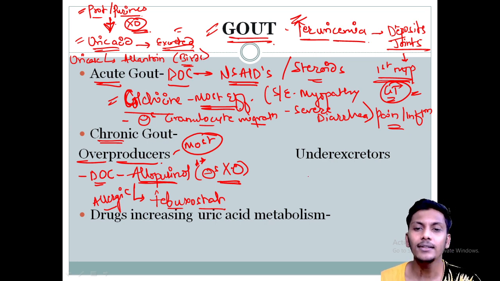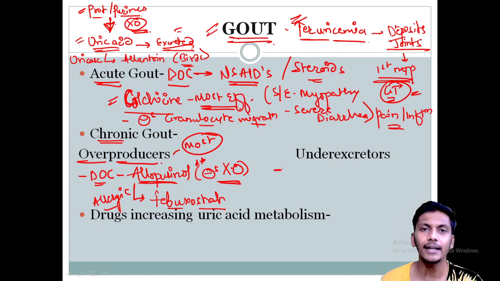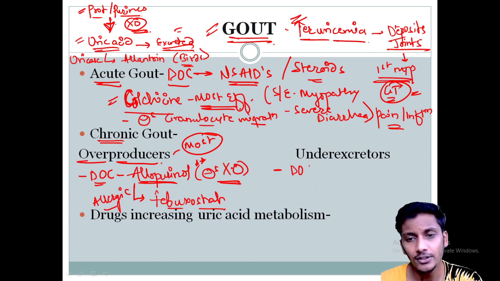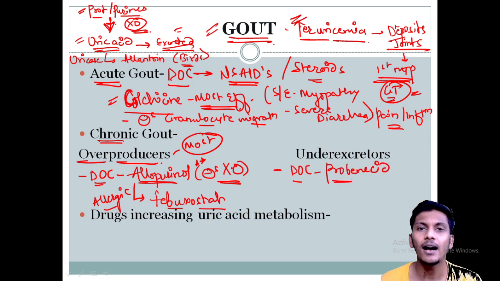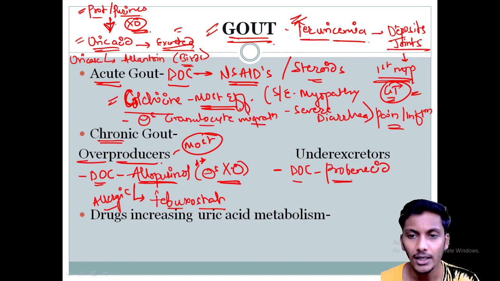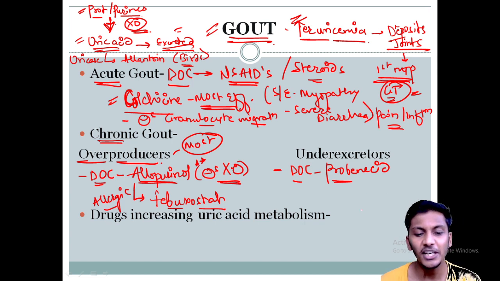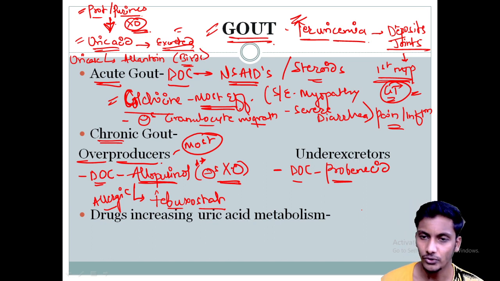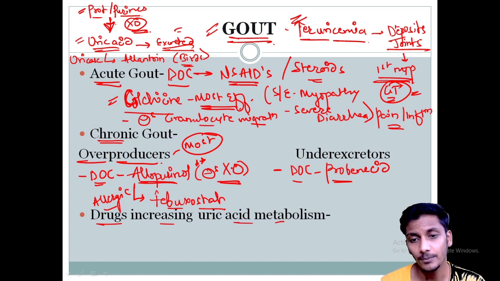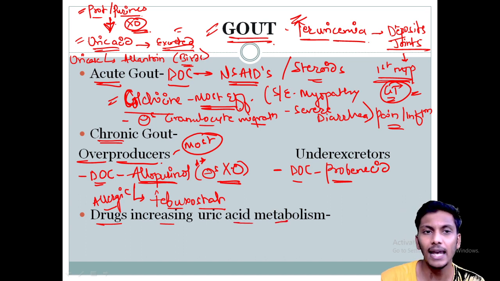Whereas in cases of under-excretors, the kidney is not able to excrete the uric acid properly. Therefore, the drug of choice generally used is probenecid, which enhances uric acid excretion out of the body. The other drugs which can be used are sulfinpyrazone or benzbromarone. Lastly, there are some drugs which increase uric acid metabolism, so that uric acid can be excreted easily.